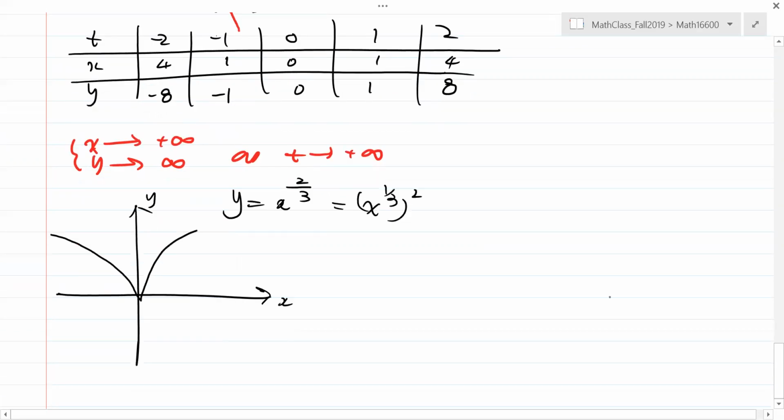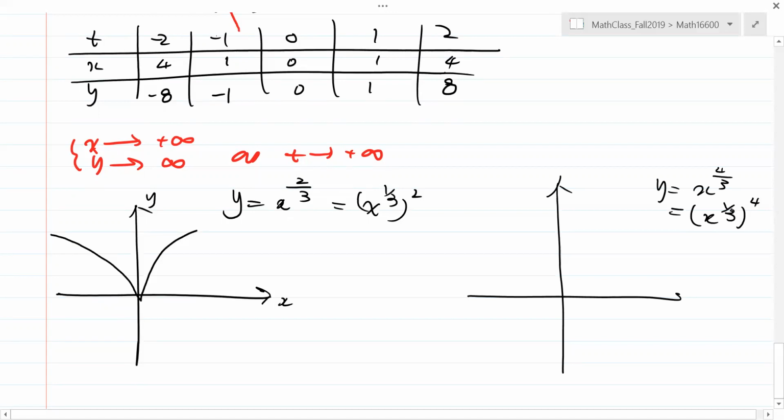Now what happens if I increase to 4/3? Still even, right? So that means x to the 1/3 and to the 4th power. So y is never negative, so the graph is still above the x-axis. But this time, it's x to the 1/3 to the 4th power. And if you find a derivative, I think the derivative exists this time. Yeah, the derivative exists at the origin, because y prime is going to be 4/3 x to the 1/3. So the derivative is 0 when x equals 0. That means it has a horizontal tangent line at the origin. So it cannot be a cusp like that, right? It must be smooth. So the graph must look like that.